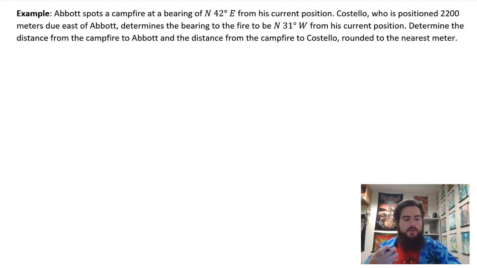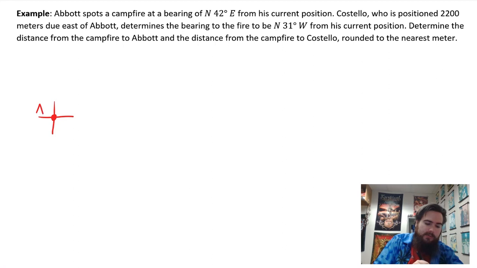In this example, Abbott spots a campfire at a bearing of north 42 degrees east from his current position. Now, we have a bearing of north 42 degrees east. The way that we're going to draw that is a little bit different than how you draw angle measures from standard position. What north 42 degrees east means is that we're going to make a point to represent where Abbott currently is standing. I'll use A to represent Abbott.